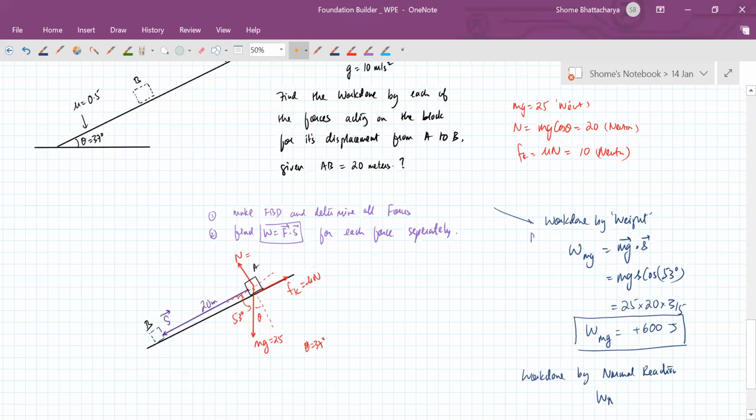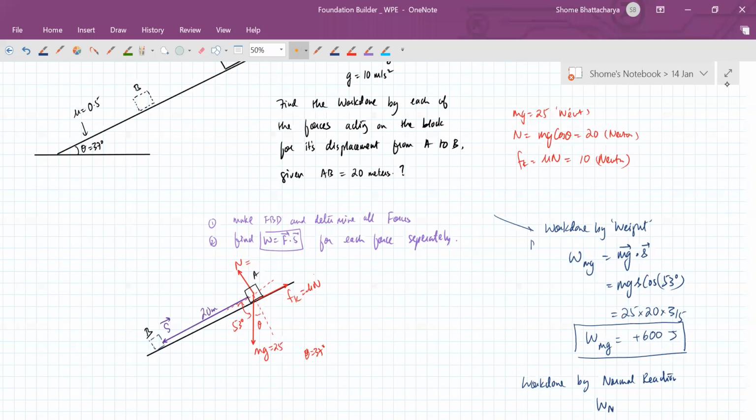And you calculate what is work done by friction finally. So work it out and tell me the answers quickly.